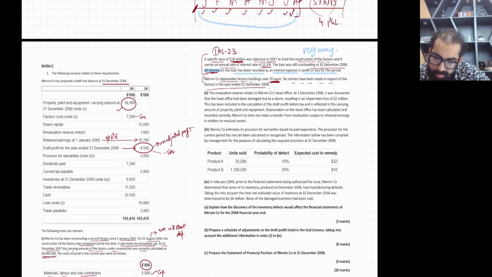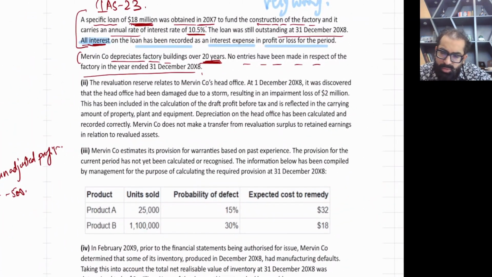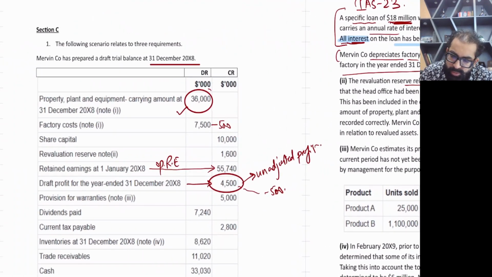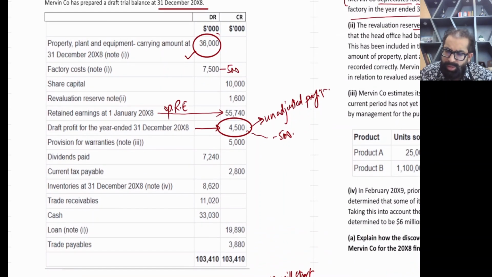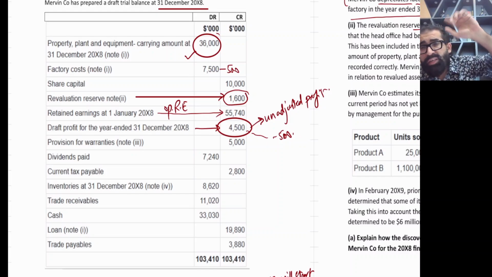Now, next thing is again a very small concept. The revaluation reserve relates to Mervin Company's head office. See, there is a revaluation reserve. How much is the revaluation reserve? Relax, the revaluation reserve is 1600. There is already a previous revaluation reserve. That means there had been some upward revaluation in the past.